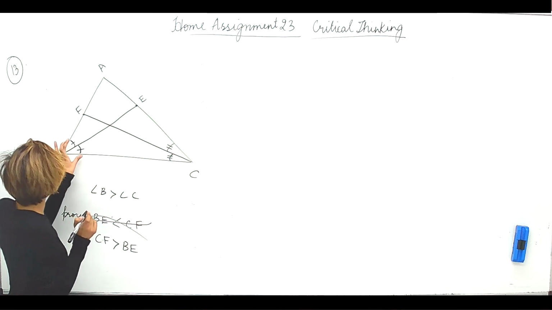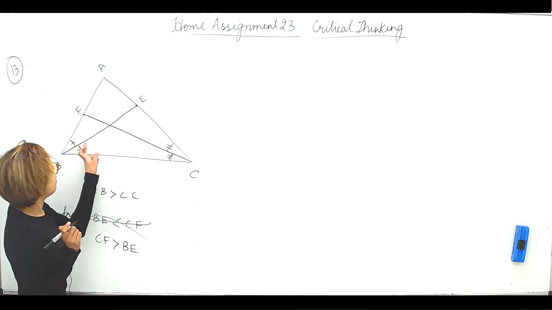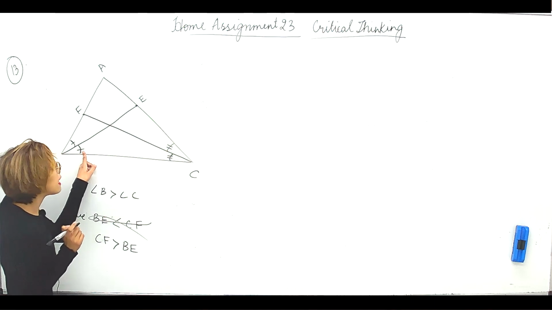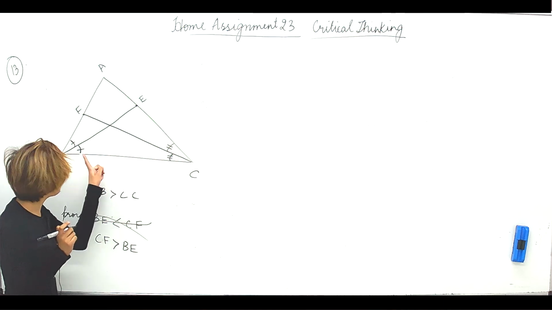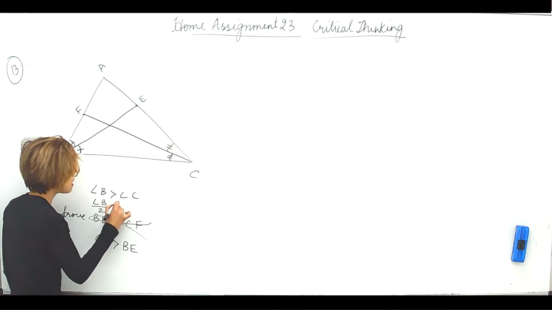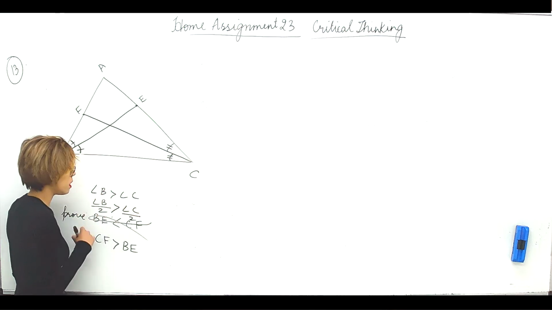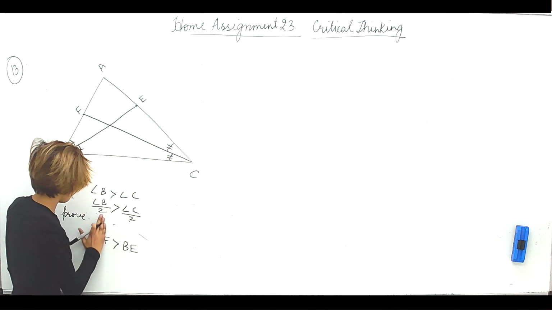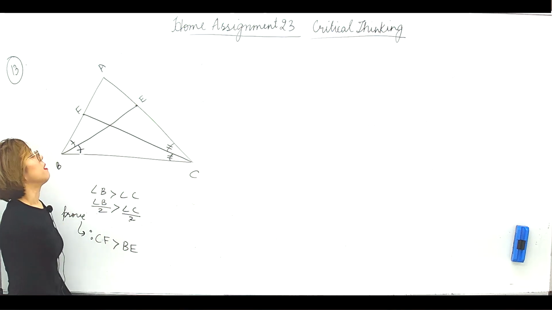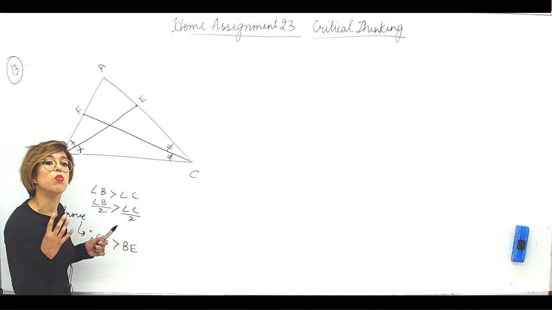Also I know that this angle is greater than this one. That means half of this angle, because angle B's half here, angle C's half is this. Half of this angle is greater than half of that one. So angle B by 2 is greater than angle C by 2. This is something also I know. Right? Okay. Fine. What can we do?